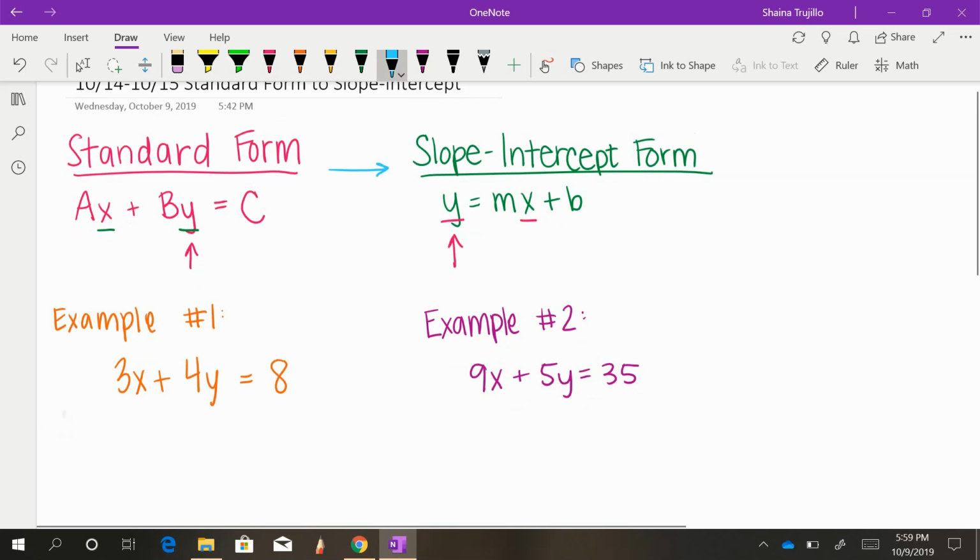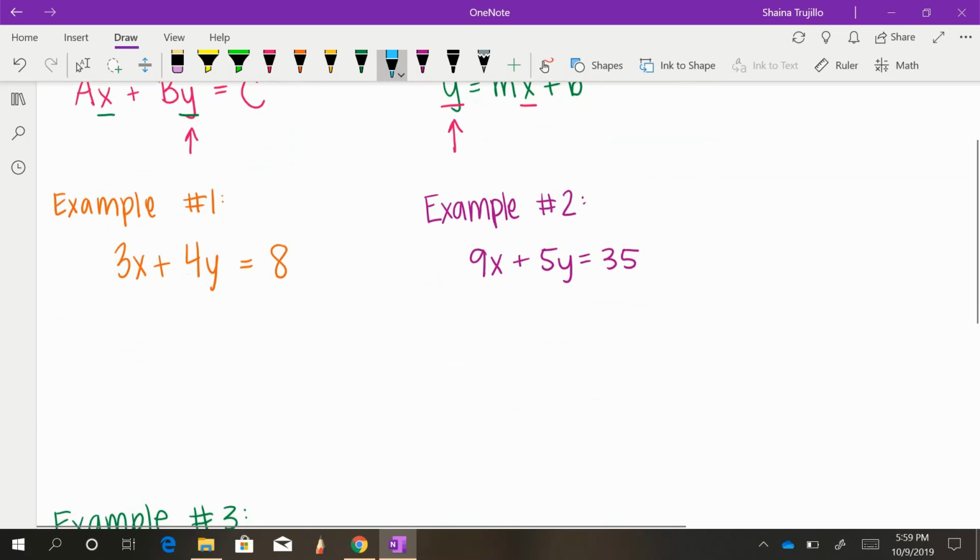So our first example is 3x plus 4y equals 8. Okay, I'm just going to solve for my y variable. So the first thing I'm going to do is subtract my x variable. I want to move it over to this side. So now I'm left with 4y equals negative 3x plus 8.